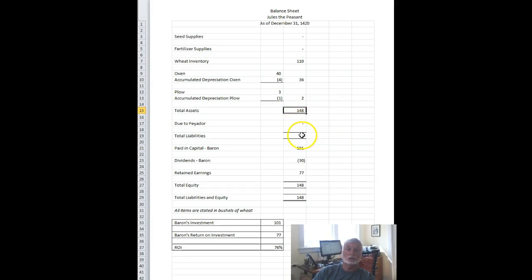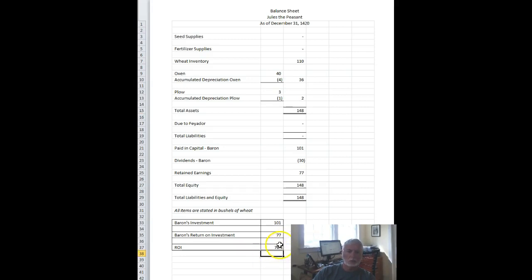He has no liabilities. Doesn't owe anything to anybody. The Baron paid in 101 bushels of wheat as capital. He received 30 bushels in dividends, but the total earnings were 77 because dividends are not an expense. So he had earnings of 77. So total equity is 148, and that balances. So the Baron made a 101 bushel investment and received a 77 bushel return on his investment. So his return on investment is 76%.